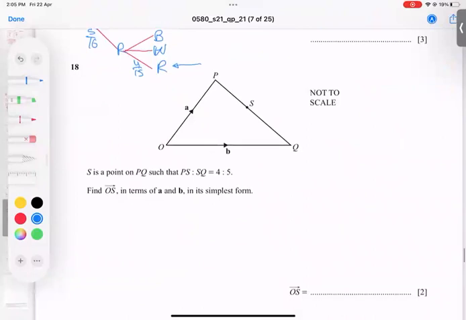Question number 18, vector question. He has given us the ratio. You can see here that PS is 4. I repeat again.